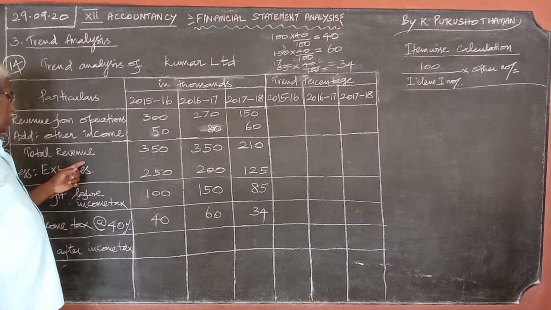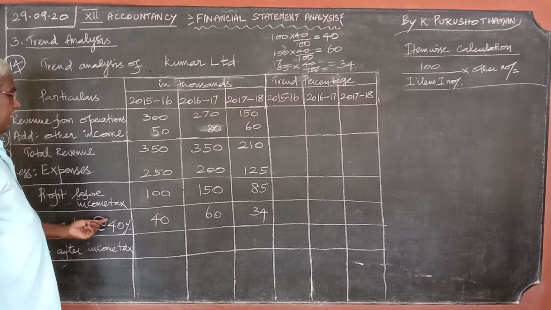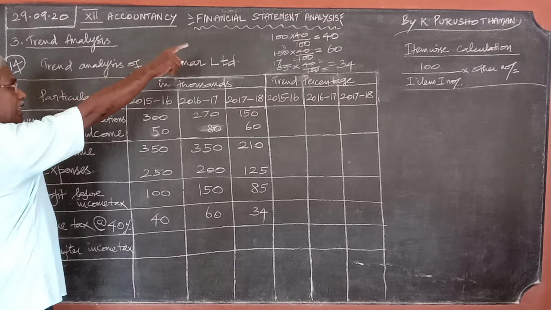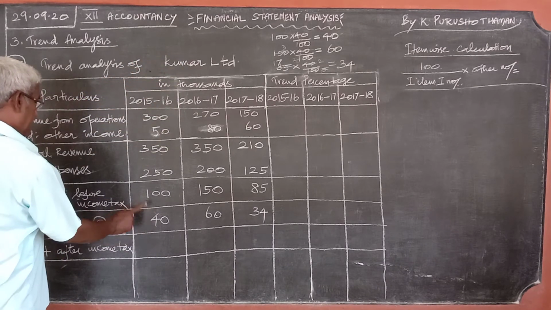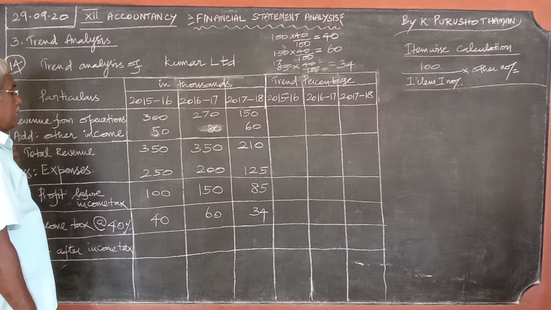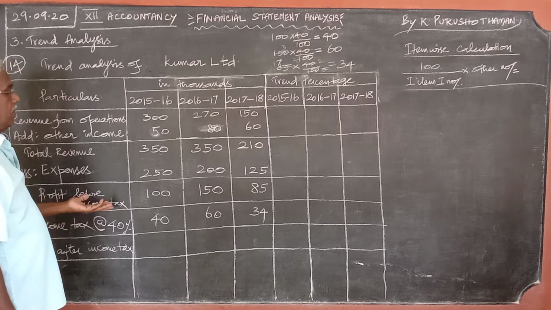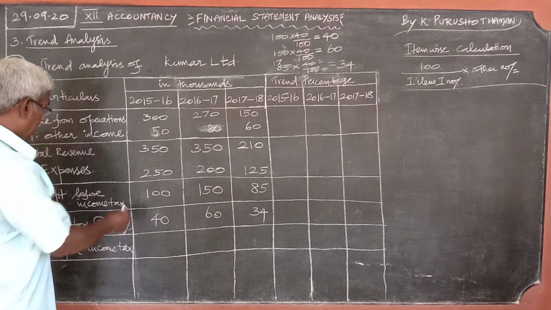So from the total revenue we minus the expenses to find the profit. வருமானத்திலிருந்து செலவு கழிச்சோம், profit கிடைச்சது. இந்த profitலிருந்து we minus the income tax. After calculating the income tax, we should minus. Then what we can find, finally what profit is rest with the Kumar Limited. Taxum கட்டினதுக்கு அப்புறம் என்ன profit இருக்கு அப்படின்னு பார்ப்போம்.